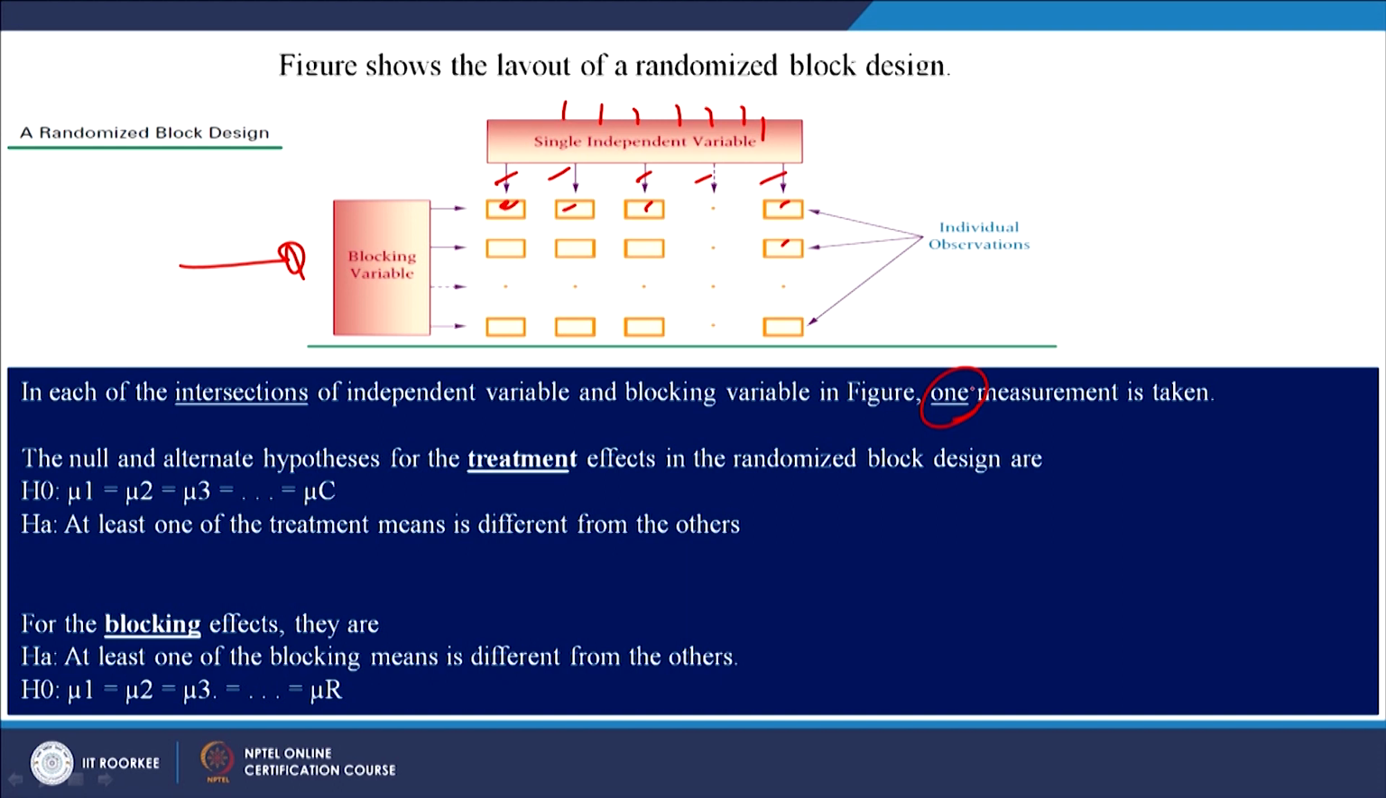You need to frame the null and alternative hypotheses. The null hypothesis is that the means of these columns are the same, so mu 1, mu 2 to mu 3 and all other means are the same, and the alternative is that they are not the same, they are different from each other. Similarly, for the blocking effect, at least one of the blocking means is different from the others.